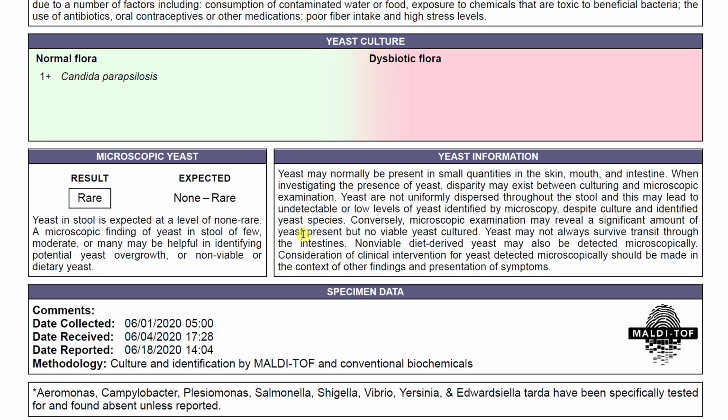There is a yeast culture that was screened where they did a culture. They also did a microscopic examination and a DNA analysis. The microscopic yeast exam showed rare amounts, and this basically goes from none to rare to moderate. And so you do have some rare amounts of candida that are showing up, so basically some fungal overgrowth. This, in my opinion, would not be contributing to any of the reflux or throat pain that you're having.